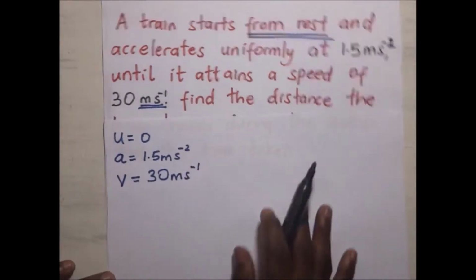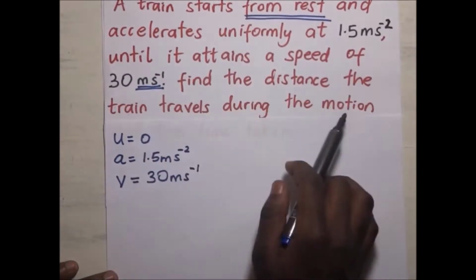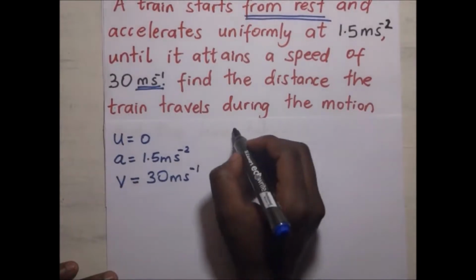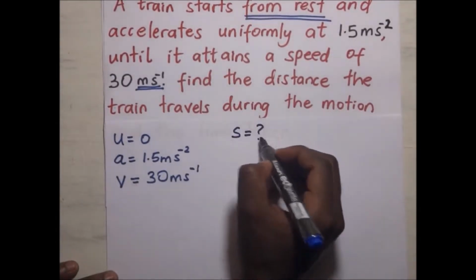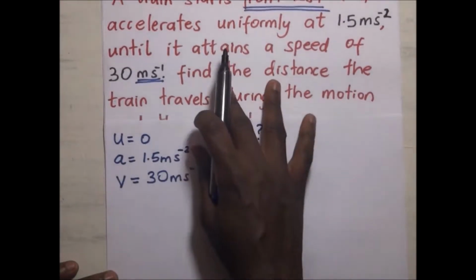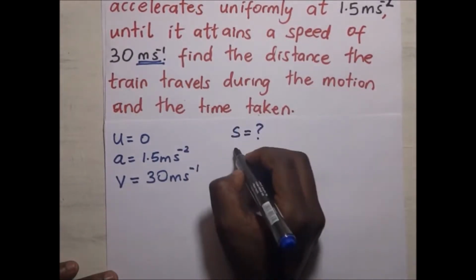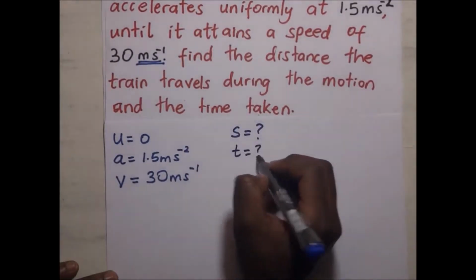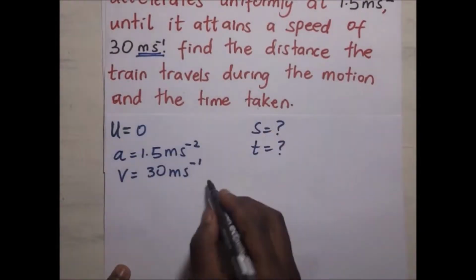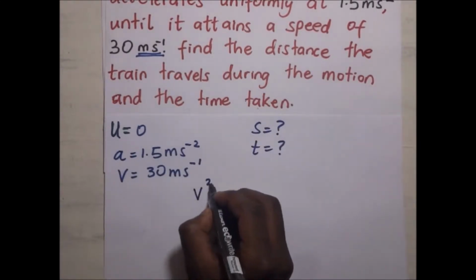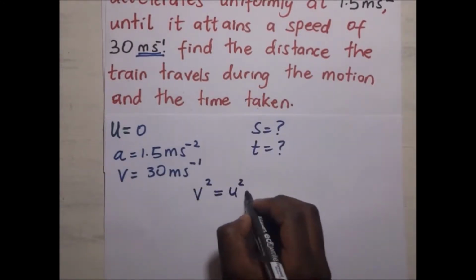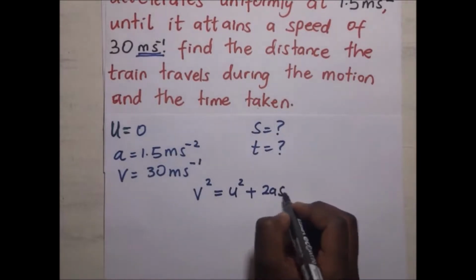Find the distance the train travels during the motion. So you're required to find the distance the train travels during the motion and the time taken. So you also need to find the time taken. To find our value of s, we can use the third one: v squared is equal to u squared plus 2as.